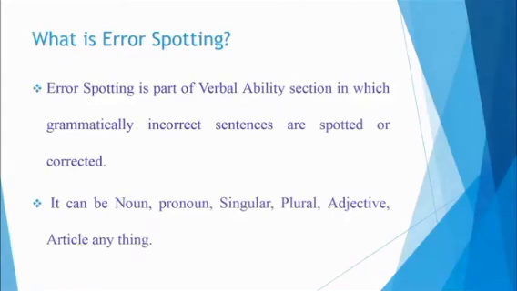Next, we are going to learn about what is error spotting. Error spotting is part of verbal ability section in which grammatically incorrect sentences are spotted or corrected. So, error spotting is part of verbal ability section in which grammatically incorrect, which means grammatically wrong, sentences are spotted or corrected. It can be noun, pronoun, singular, plural, adjective, article, anything.